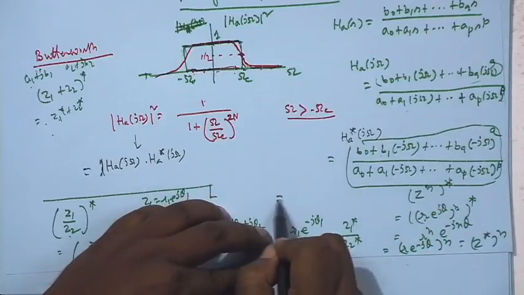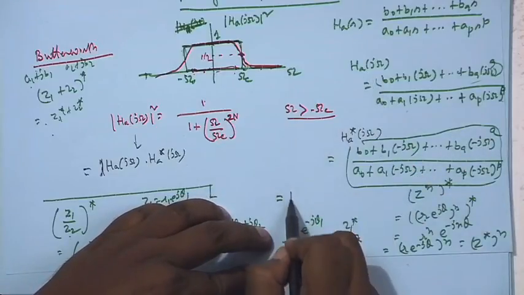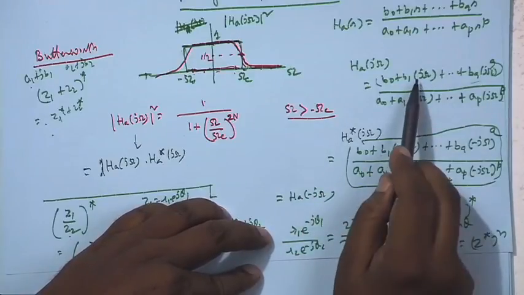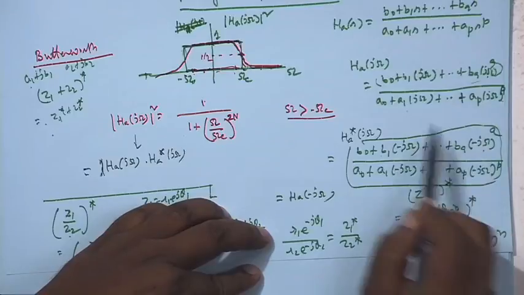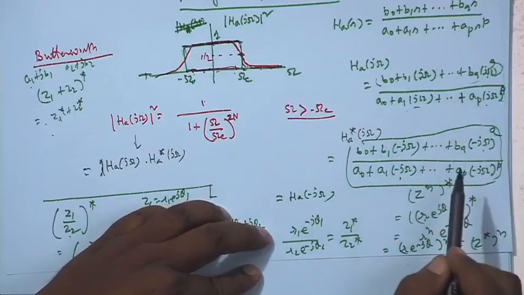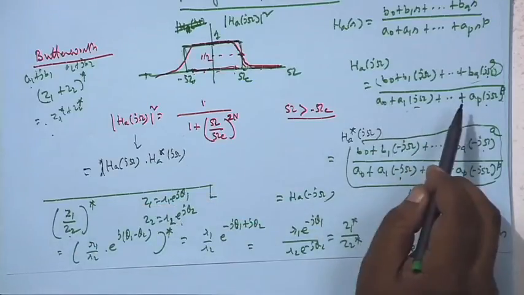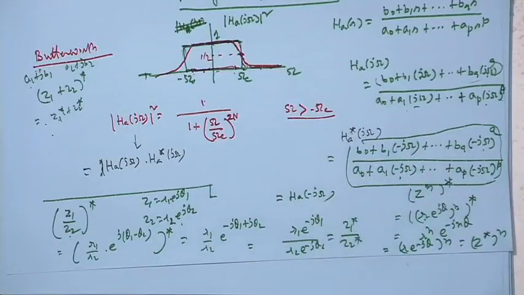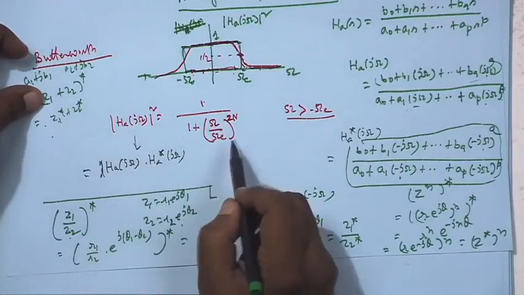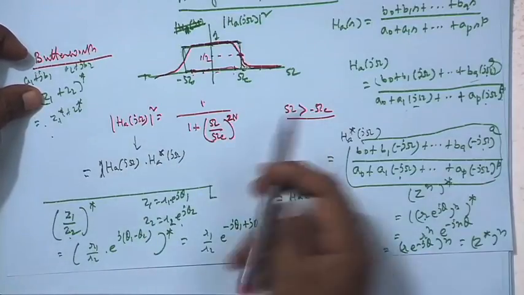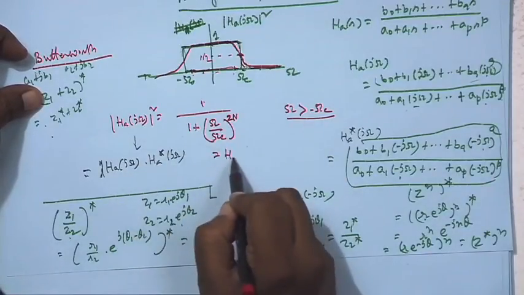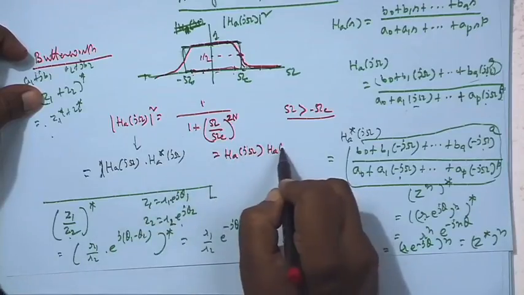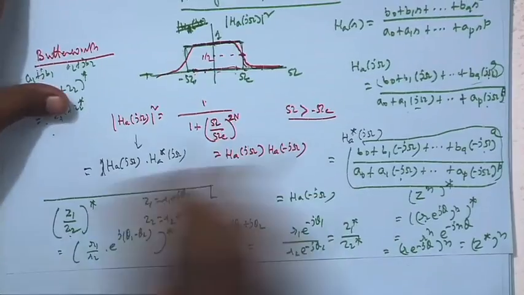And you will see this is the same as if in the original h of j omega, instead of j omega, I put minus j omega everywhere. So, if the coefficients are real, then h a star j omega is the same as h a minus j omega, which means I can write this not only as h a star, but as h a minus j omega. All right.